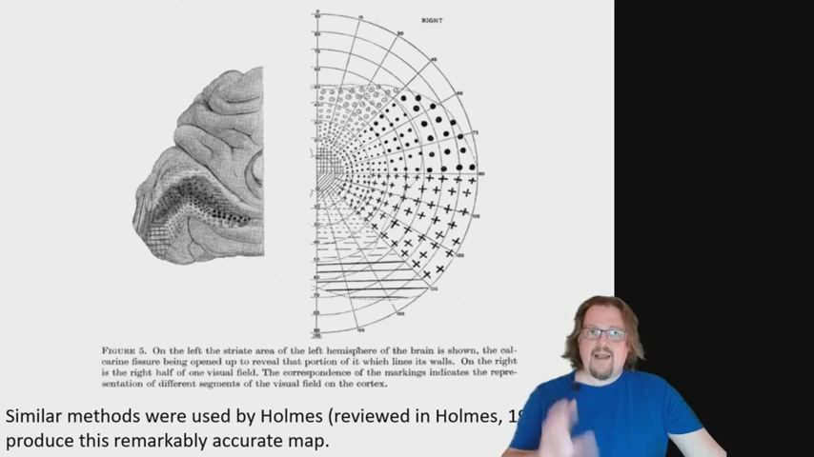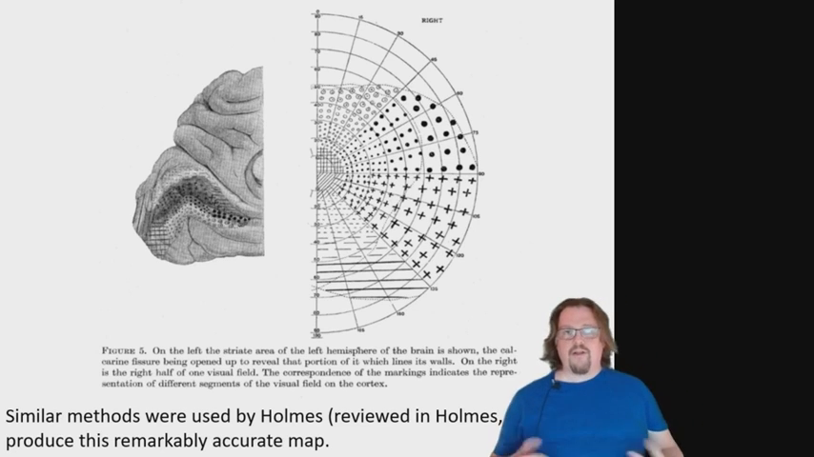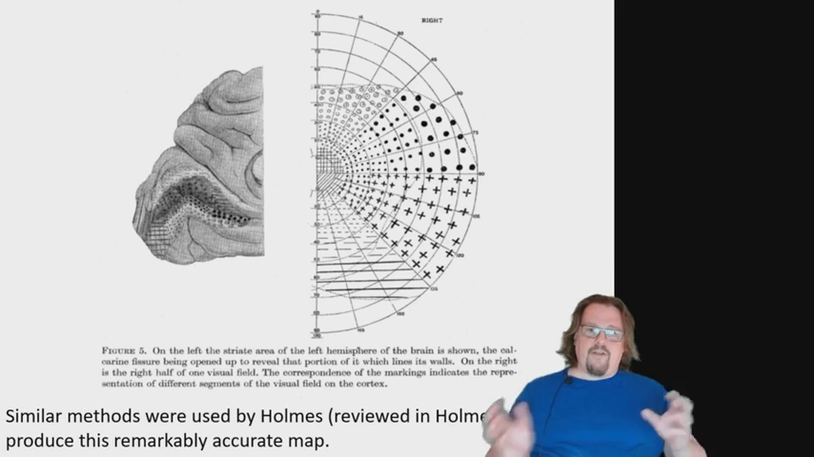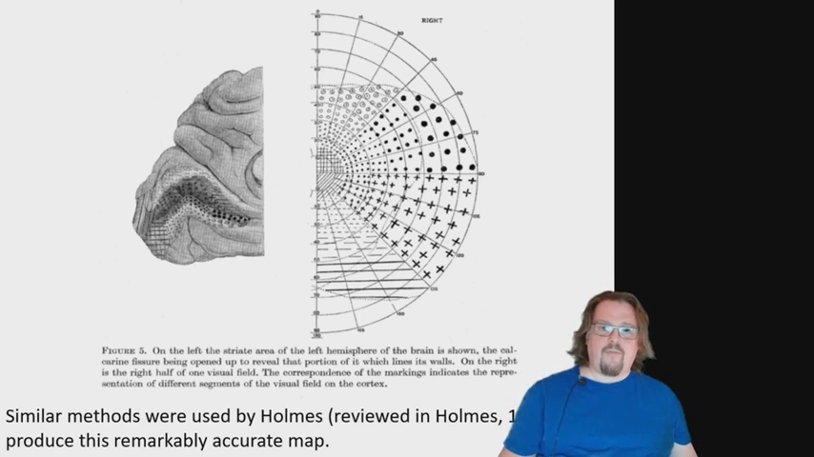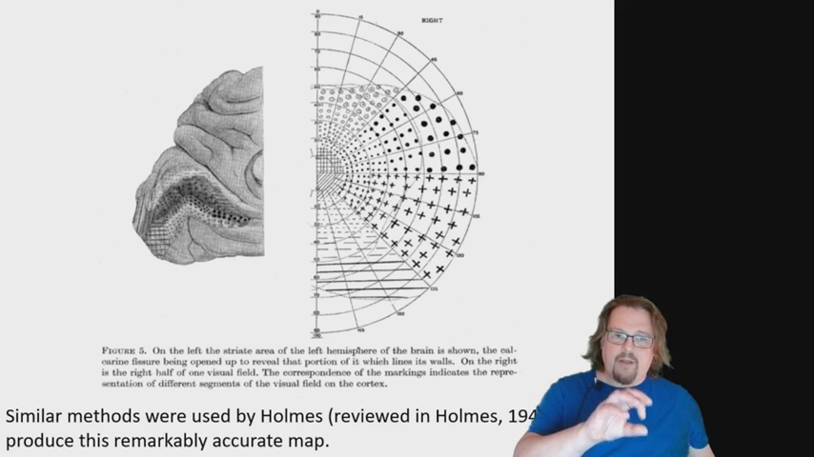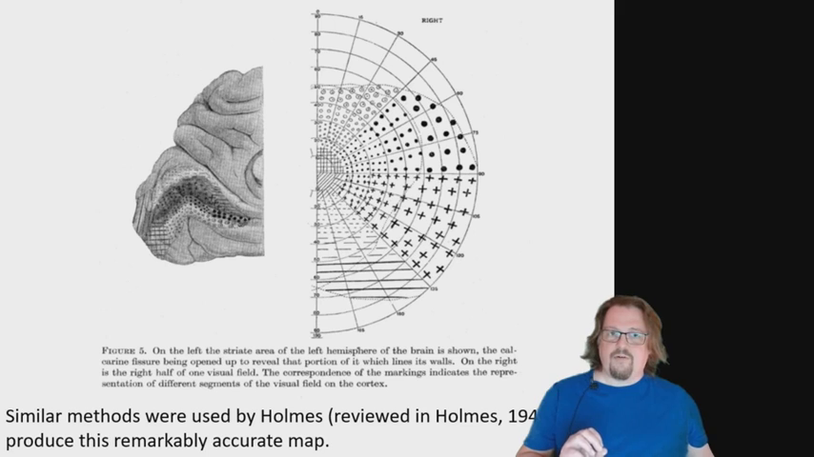So what you're seeing now is a remarkably detailed diagram that was constructed by Gordon Holmes and other scientists working using similar methods mainly during World War I. And what you can see on the left hand side of the screen is a depiction of the posterior part of the brain and its medial surface. You're looking at the calcarine fissure of the occipital lobe where primary visual cortex is, and there are different kinds of shading that have been applied to different parts of primary visual cortex.